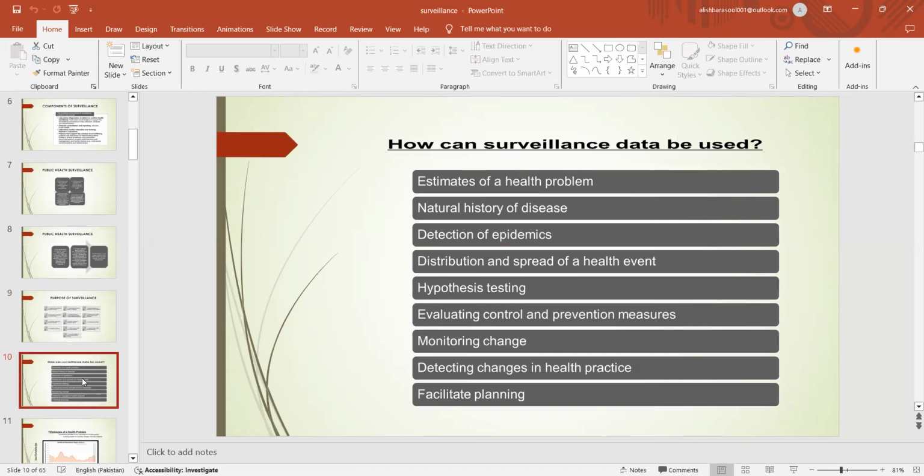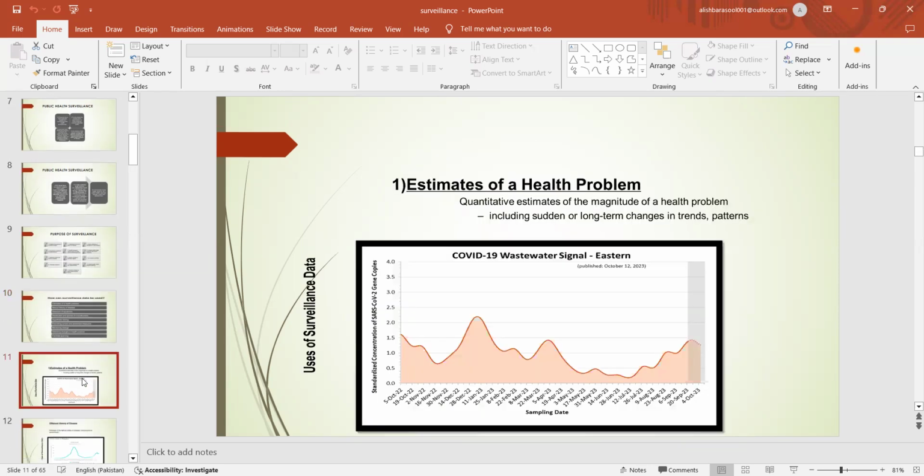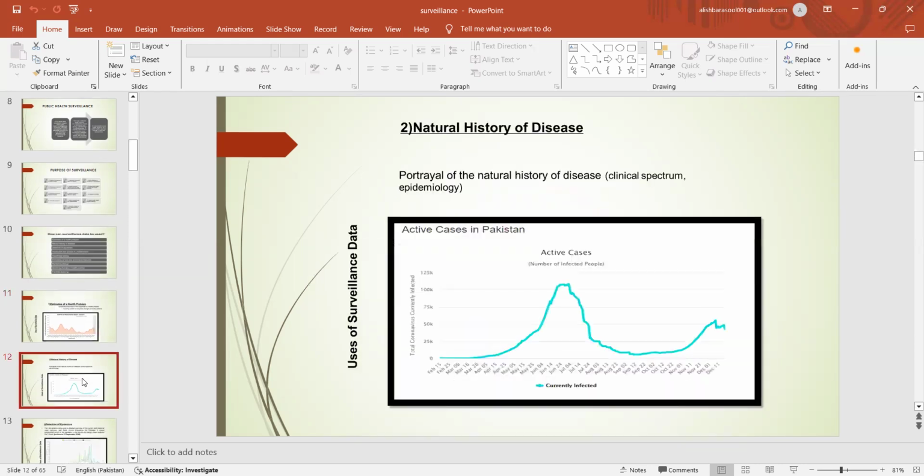How can surveillance data be used? Estimates of a health problem, natural history of disease, detection of epidemics, distribution and spread of a health event, hypothesis testing, evaluating the control and preventive measures, monitoring the change, detecting changes in the health practice, and facilitating planning. Number one is the estimates of a health problem: quantitative estimates of the magnitude of a health problem, including sudden or long-term changes in the trends or patterns. Natural history of the disease: portrayal of the natural history of disease and clinical spectrum of the epidemiology.